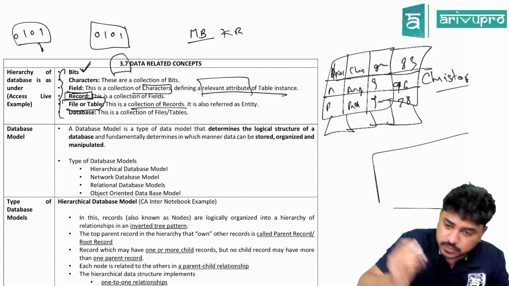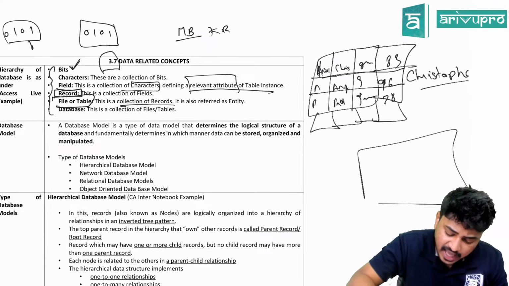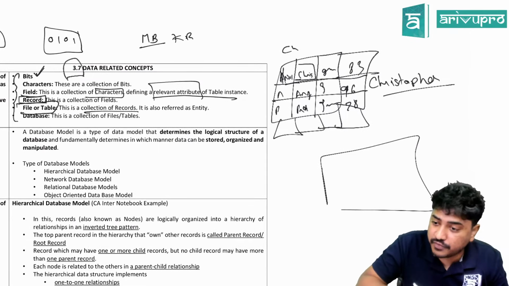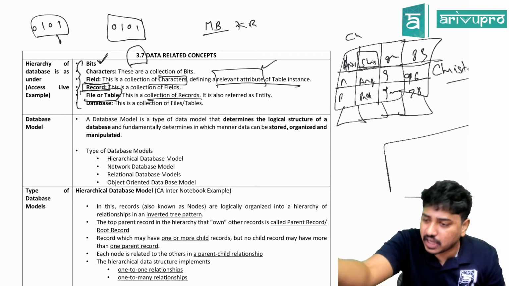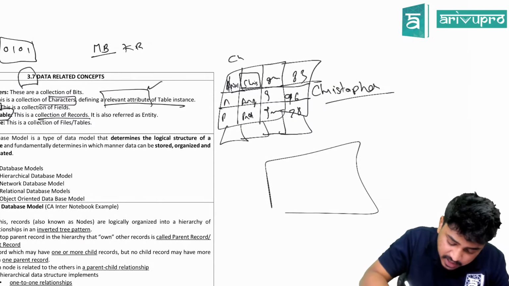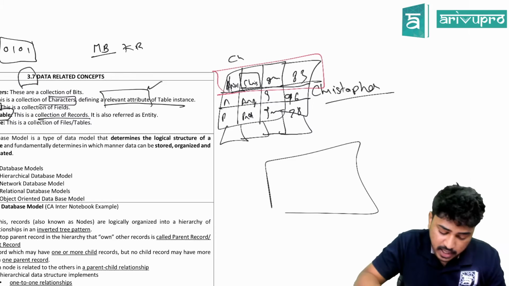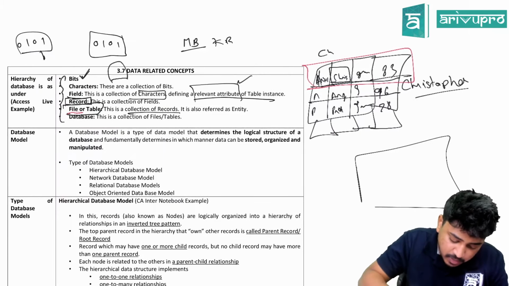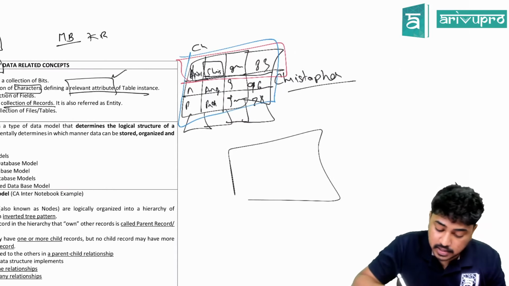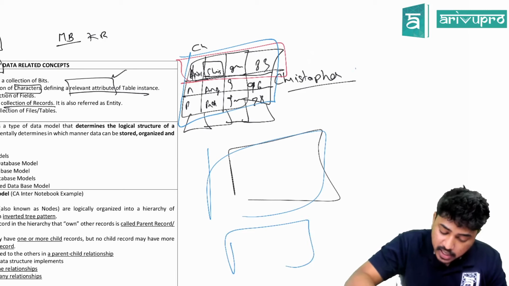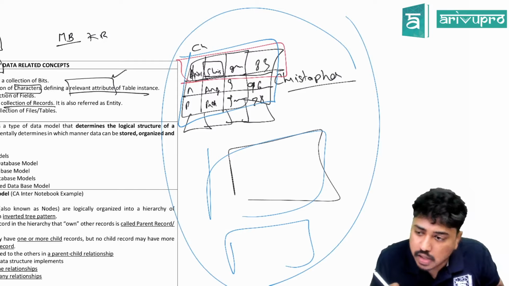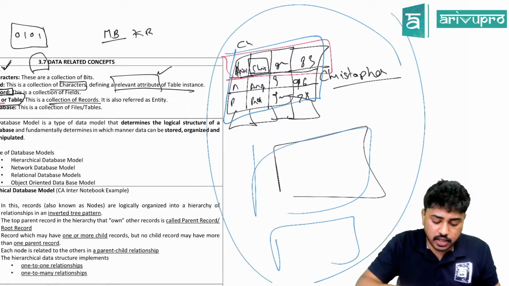Now what do we call bits? 0, 1, right? A character is nothing but, say, C. A field is nothing but a collection of characters, defining an attribute. Right? A record is nothing but a collection of fields. Then we saw the table. A table is nothing but a collection of records. Then there will be a group of tables. A collection of all these tables we call a database. Clear? Understood? Any questions here?